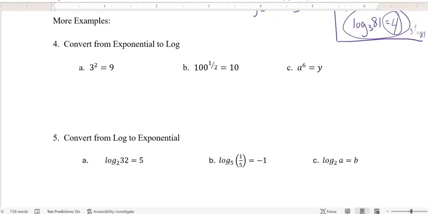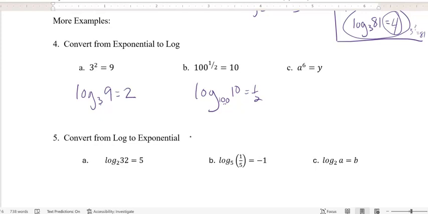For example, log base 3 of 9 equals 2. If I were to convert the other way, 3 squared equals 9. Log base 100 of 10 equals a half. So that's 100 to the 1/2 equals 10. 1/2 is a square root.